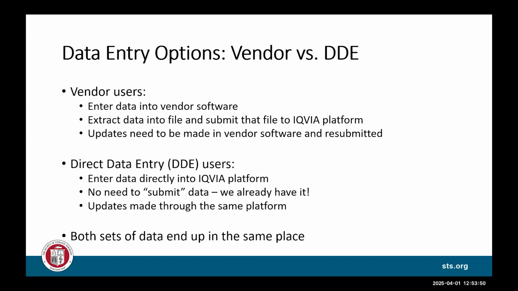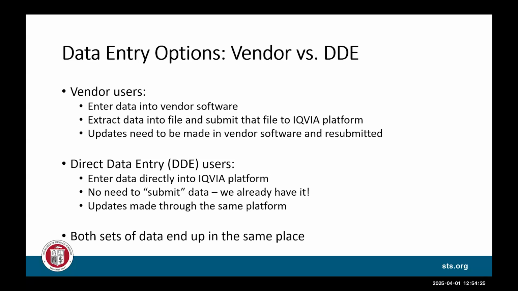If you see that something's wrong and you need to make an update, you go back, make the update in your vendor software, and then you have to re-extract that from your vendor software and submit another data file. So that's the usual process there. For direct data entry users, when you are entering your data in the IQVIA platform, as soon as you hit the save button, it's there. It's in the same spot that it's going to end up as if you had submitted a vendor file. It's going into the exact same database.